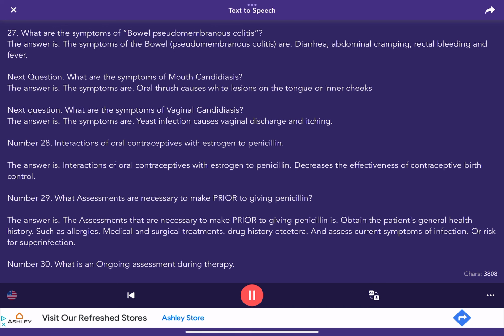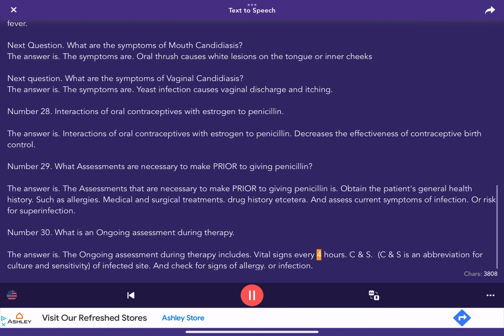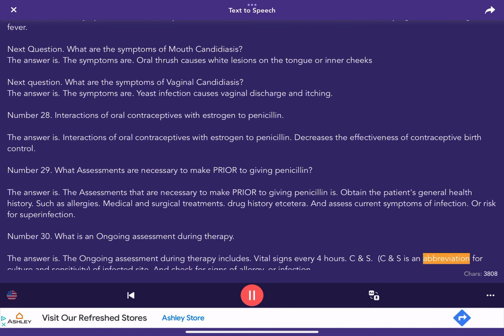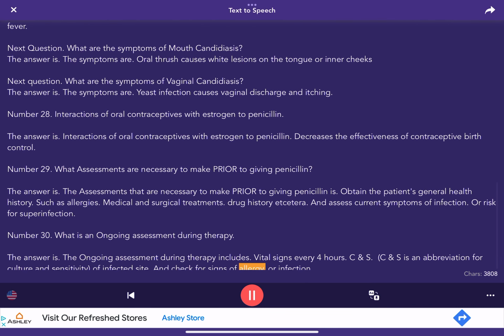Number 30. What is an ongoing assessment during therapy? The answer is, the ongoing assessment during therapy includes vital signs every 4 hours, C&S. C&S is an abbreviation for culture and sensitivity of infected site, and check for signs of allergy or infection.